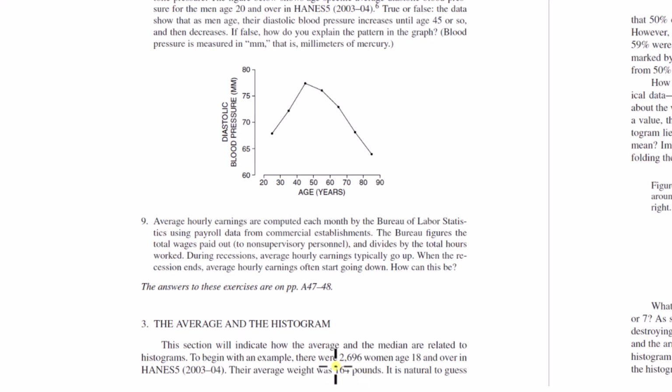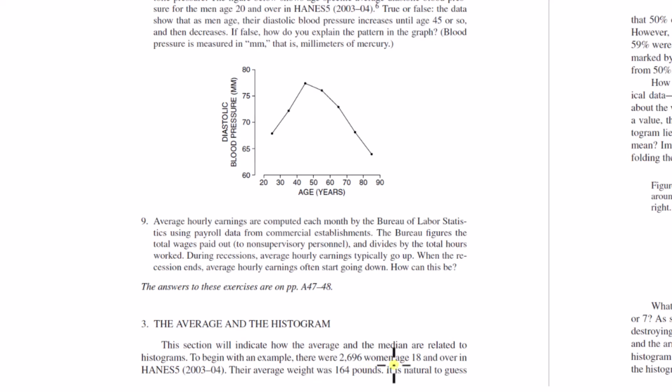These are all the women in the study. They asked them a bunch of different questions, but if we're just looking at weight, then that's just one list of numbers. There's 2,696 weights. You can make a histogram out of that. You could take the average of that. You could take the standard deviation of that, etc.